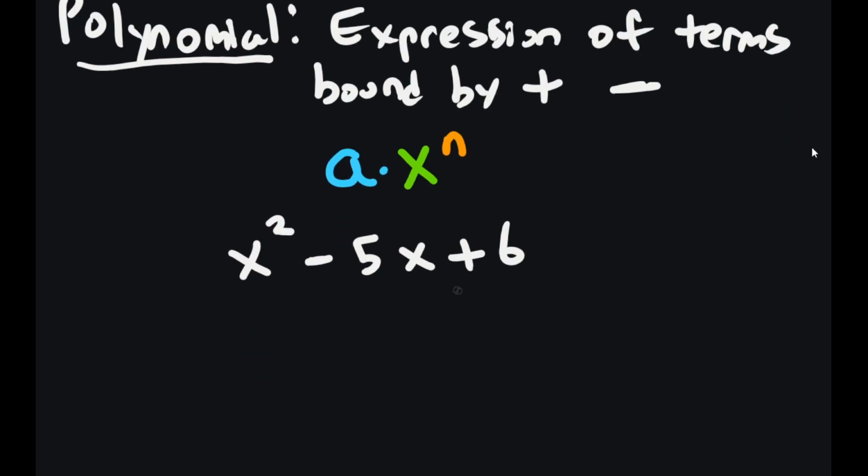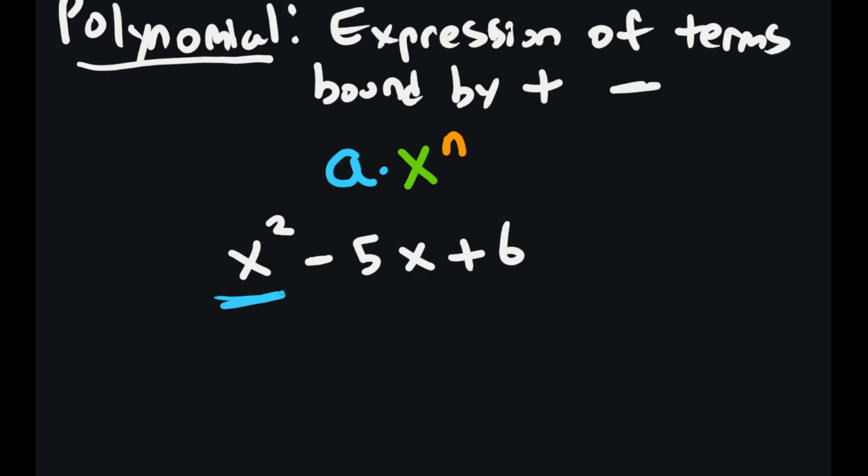Scroll down a little bit. So x squared minus 5x plus 6. As you can see right here, there are three terms. There's x squared, there's negative 5x, and there's positive 6. So those are the three terms, and they all take this form, a times x to the n power. And I'll show you exactly how.